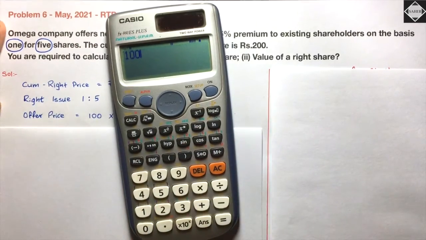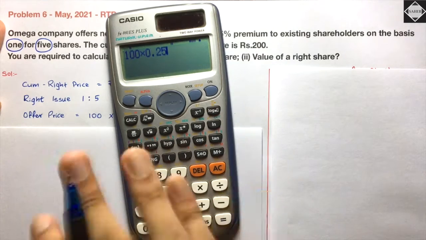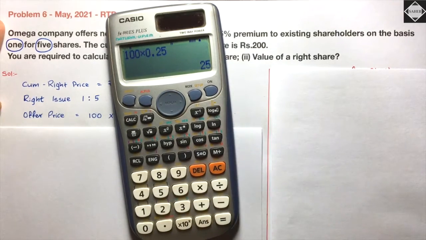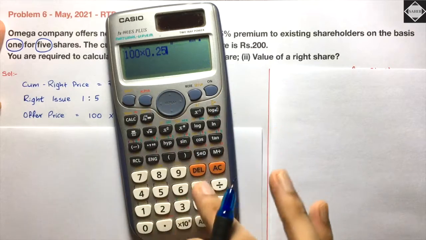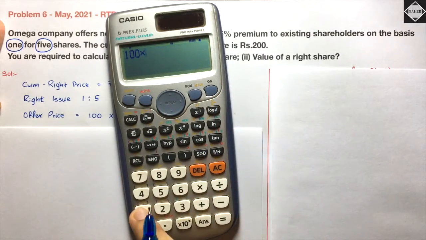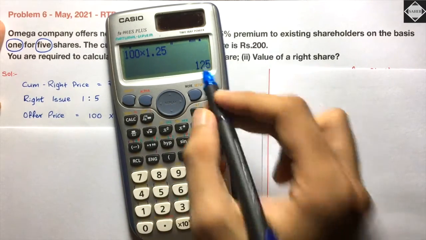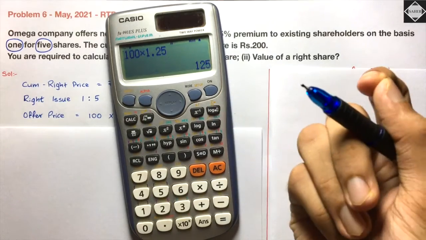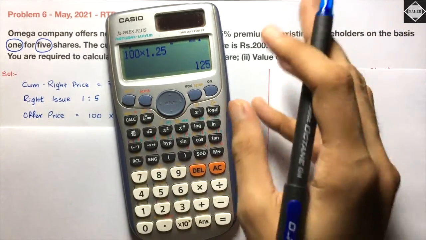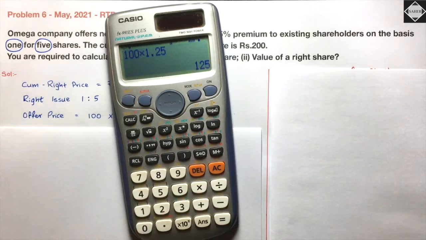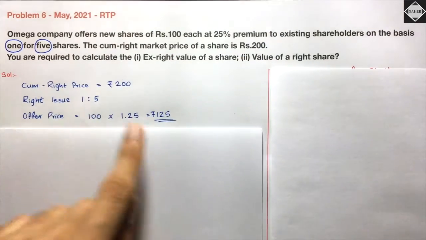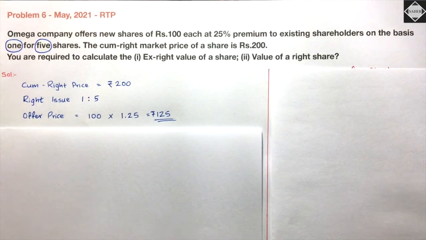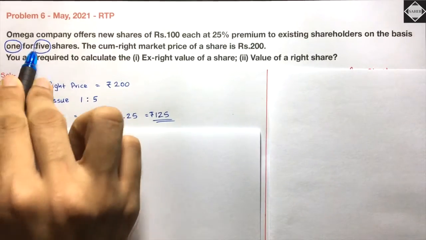100 is the face value. If you just multiply with 25%, what will happen? We'll get just 25. That's wrong. That's wrong answer. You have to multiply by 125%, 1.25. So 125 is the issue price the shareholder has to pay to subscribe, to buy the right shares. Okay, that's the issue price. How much? 125.